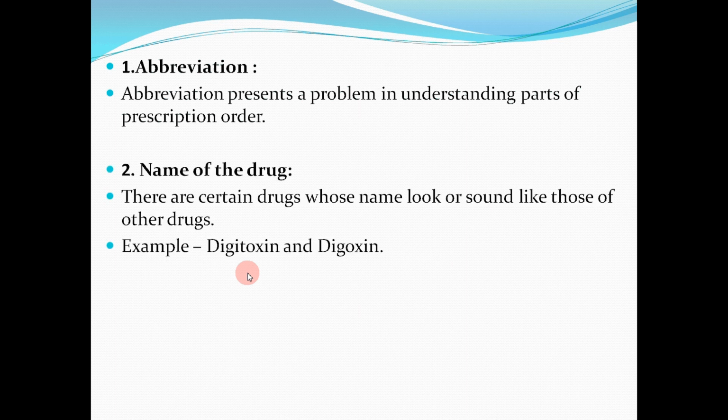Next part is the name of the drug. There are certain drugs whose names look or sound like those of other drugs. So one drug is similar to other drugs by their name or by their sound also. For example, digoxin and digitoxin. These drugs look the same as well as sound the same. So there may be chances of error.